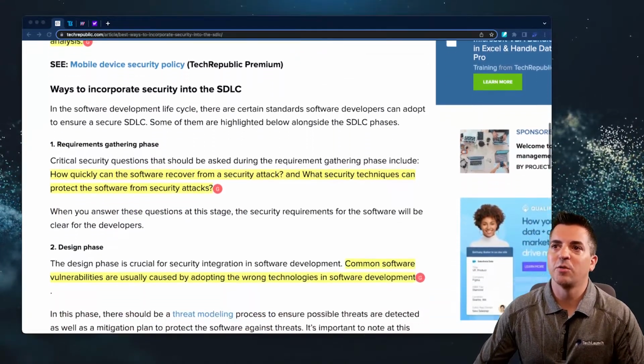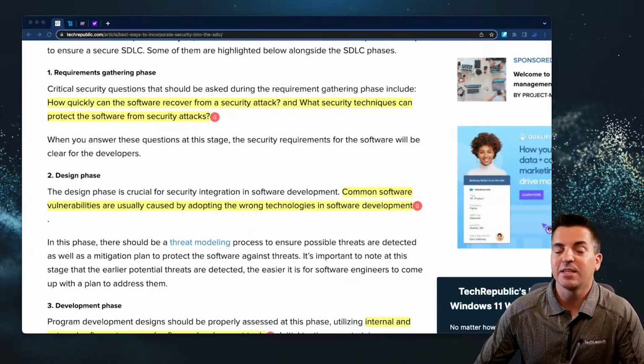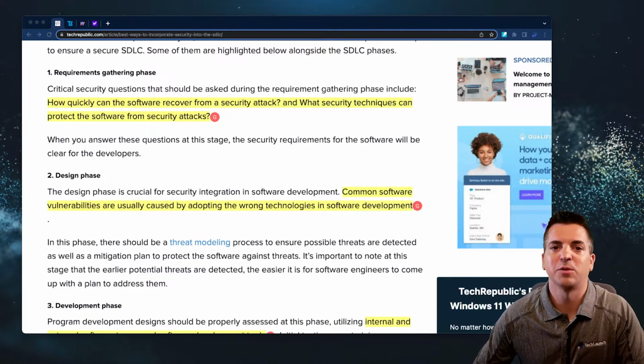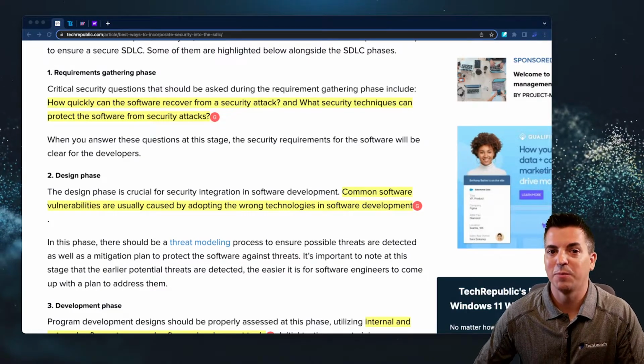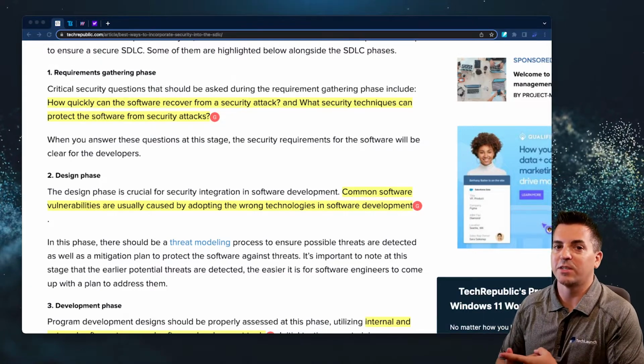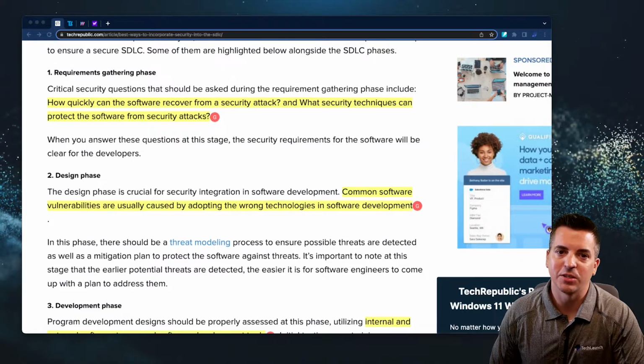Starting right out in the requirements gathering phase, they talk about how you can ask key questions during that process. Just the fact that you're asking these questions many times can help drive the right behavior throughout the organization. So how quickly can the software recover from a security attack? And what security techniques can protect the software from security attacks?